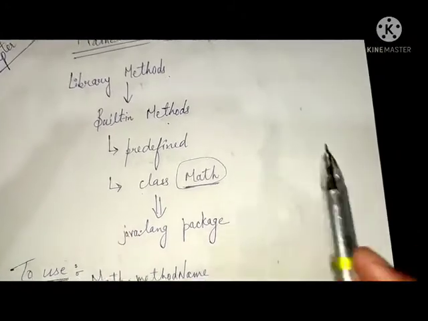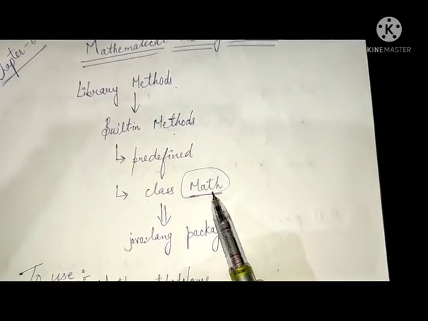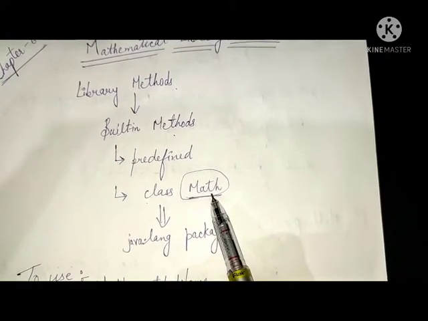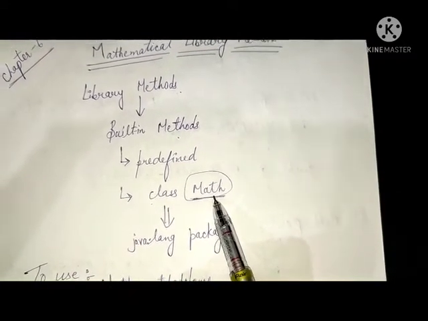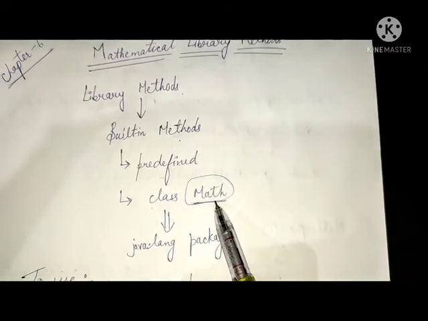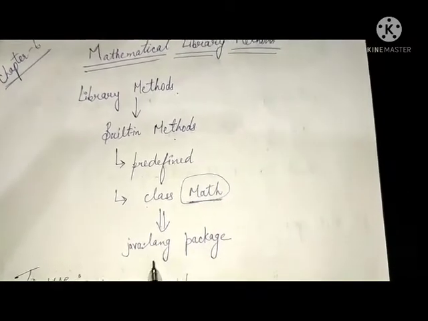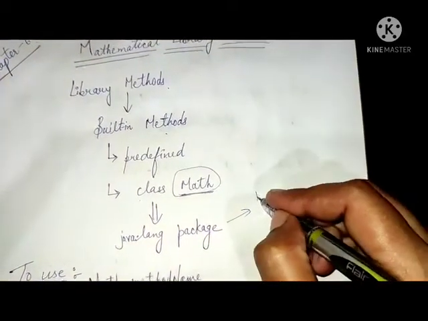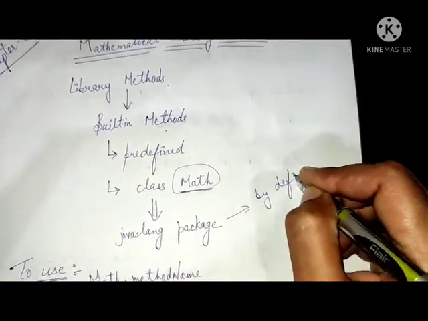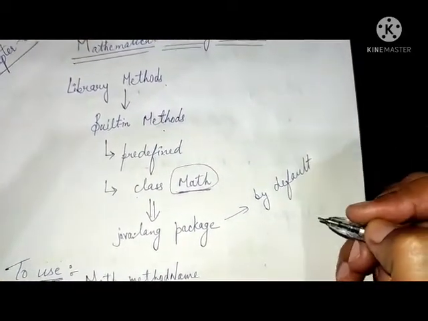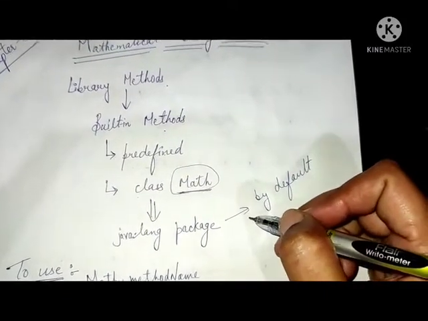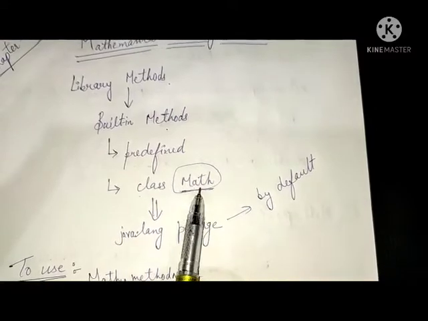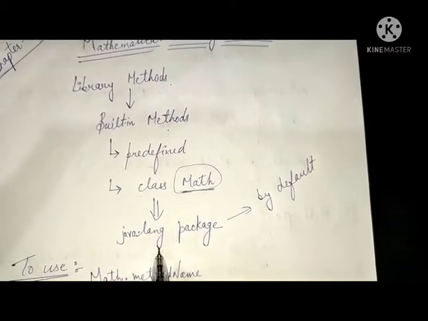The library methods related to the mathematical functions are stored in the class math. Here the name of the class is math, and this class is stored in the package java.lang. This package is a default package that is already imported in the program, no need to import it. So which is the default package? lang. So the math class is stored in the package lang.